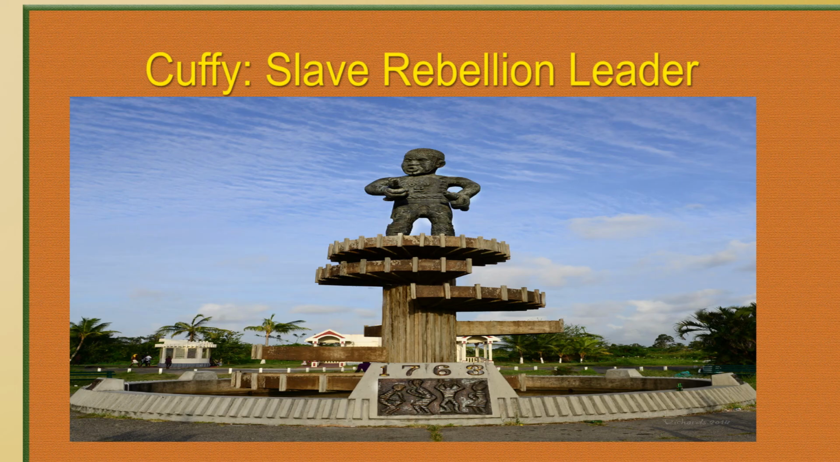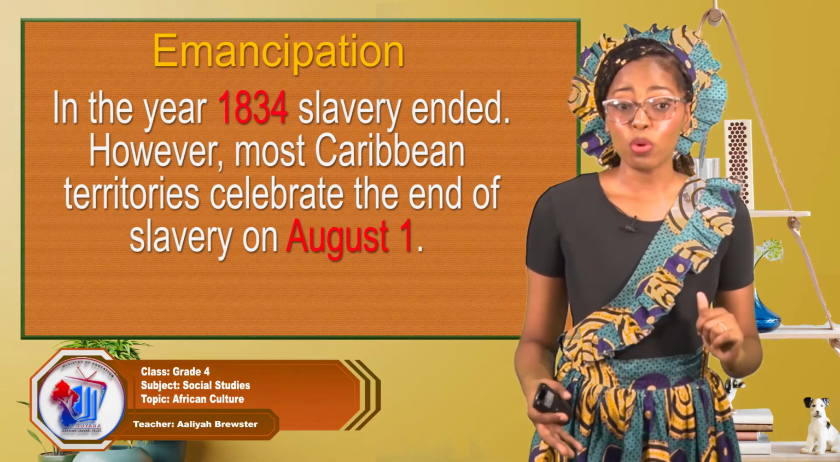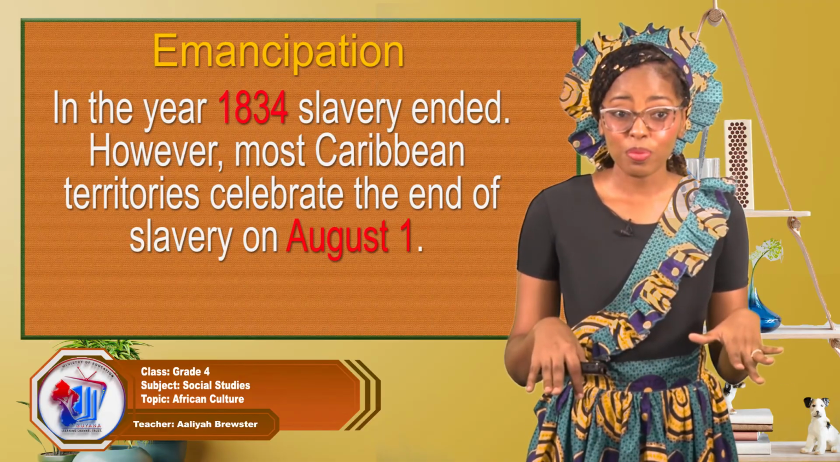He became famous because in 1763, he led a revolt of more than 2,500 slaves against the colony. Today, he is a national hero in Guyana. His efforts were materialized in a monument known as the 1763 Monument, which can be found in Guyana on Durban Street. After many attempts at freedom, in the year 1834, slavery ended.